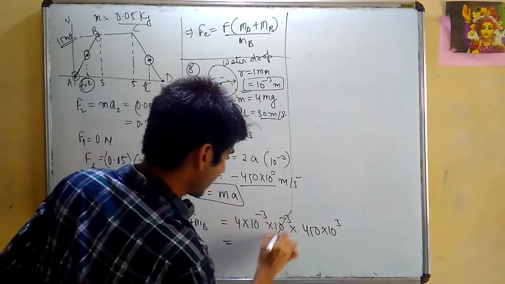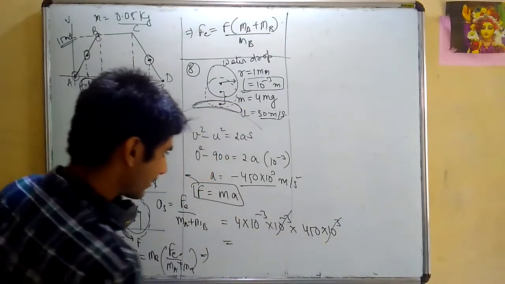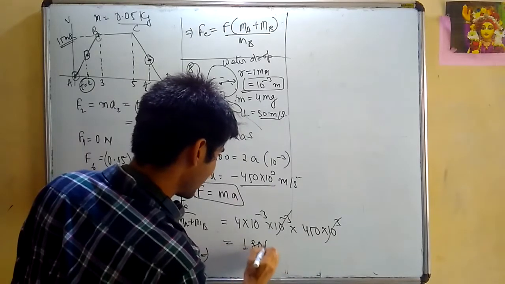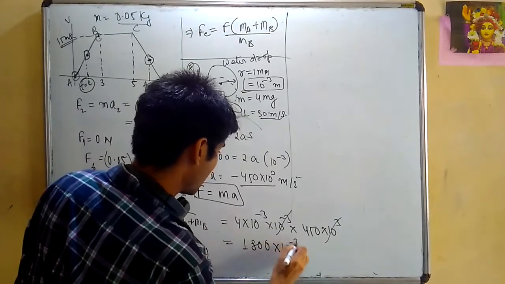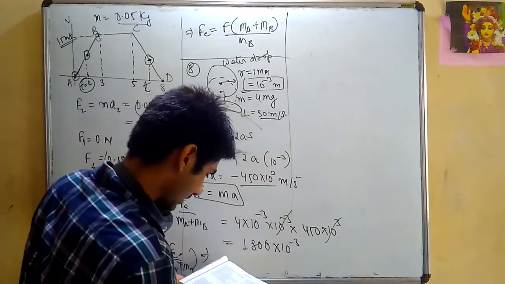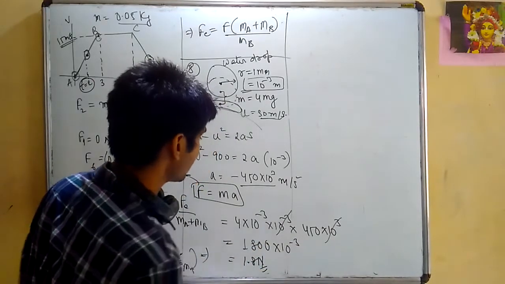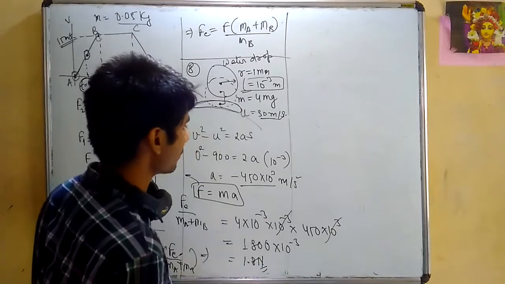We really need to check the calculations once, so that we are confident that we have solved it correctly. 45 into 4 is 180, 1 extra 0, into 10 to power minus 3. So the answer is coming out to be 1.8 newtons. You can check the answer once; it should be 1.8 newtons only.